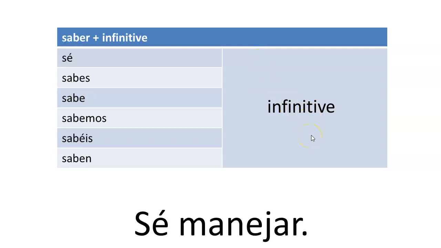The next one, saber. Saber means to know. When it's used as a modal verb with an infinitive, it means to know how to do something. So if I want to say I know how to drive, that would be sé manejar. If I want to say I know how to speak Spanish, yo sé hablar español. I could ask someone, do you know how to speak Spanish? ¿Sabe usted hablar español? Do you know how to dance? ¿Sabe usted bailar? And so forth and so on. Okay, so saber plus infinitive, to know how to do something.